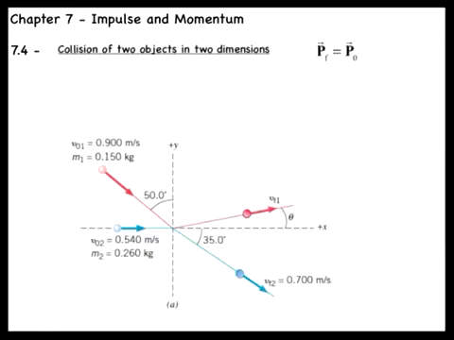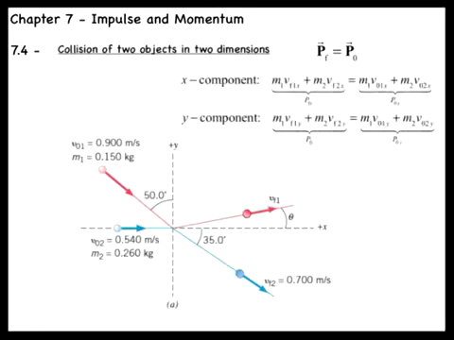the collision. However, we must remember that momentum is a vector, and in general it can have both x and y components. This means that the total momentum must be individually conserved in both the x and y directions. In other words, we write the vector equation for momentum conservation in terms of the x and y components.